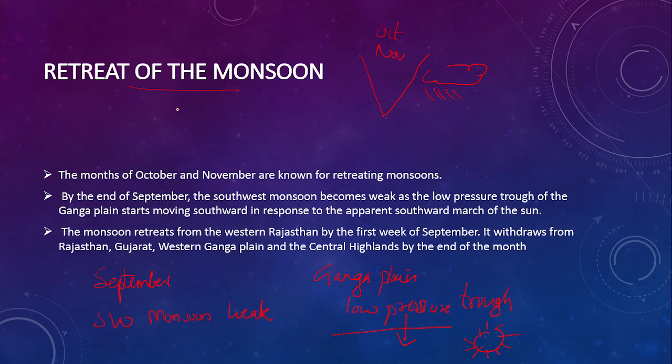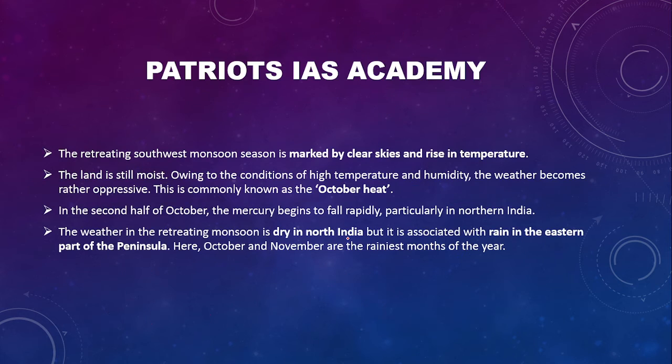Retreat of the monsoon. The months of October and November are known for retreating monsoons. By the end of September, the southwest monsoon becomes weak as the low pressure trough of the Ganga plains starts moving southward in response to the apparent southward march of the sun. The monsoon retreats from western Rajasthan by the first week of September. It withdraws from Rajasthan, Gujarat, the western Ganga plain and the central highlands by the end of the month.